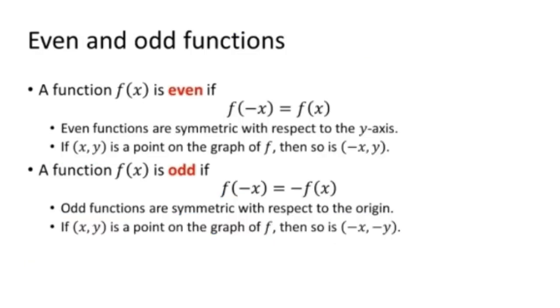Now, we've discussed before one way we can classify functions is based off if they're one-to-one or not. We also like to classify functions based off of their symmetry. We call these functions even or odd functions. A function f of x is said to be even if f of negative x equals f of x. Even functions are symmetric with respect to the y-axis, since if we have the point x, y on the graph of f, then negative x, y is also a point on the graph of f of x.